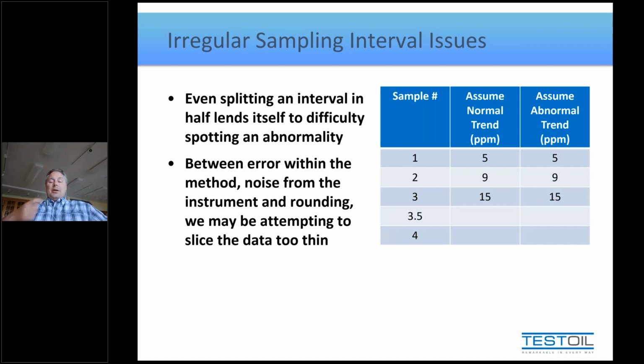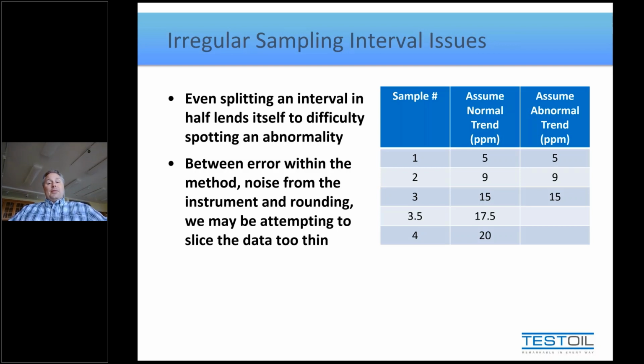So assuming it's a normal trend, if it goes from 5 to 9, it's an increase of 4. If it goes from 9 to 15, that's an increase of 6. On average, that's an increase of 5. So what should the data look like if it's following a normal trend? At sample number 4, probably 20. Right? That would follow the normal trend. Okay? What would it be if we sampled at a half interval, though? Halfway between sample 3 and 4. Well, it would be halfway between 15 and 20. It would be 17.5.